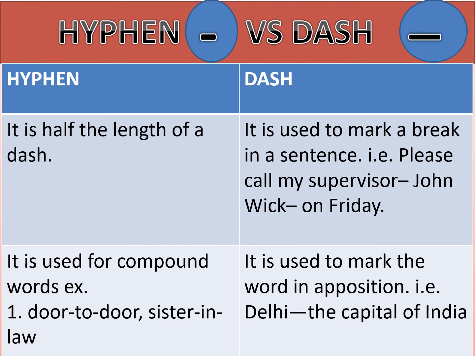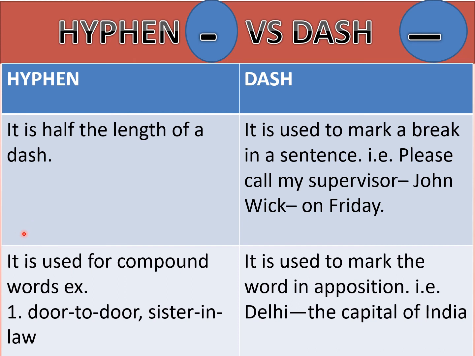Now we will learn about the hyphen and the dash, and we will compare both of them so that you can easily understand them. First I will take the hyphen. It is half the length of a dash. It is the shorter one, as you can see in the picture also. A dash is used to mark a break in a sentence. Please call my supervisor, Zone Vic, on Friday. So here we will use a dash.